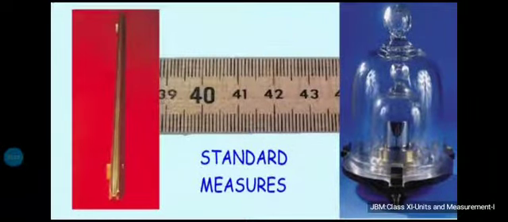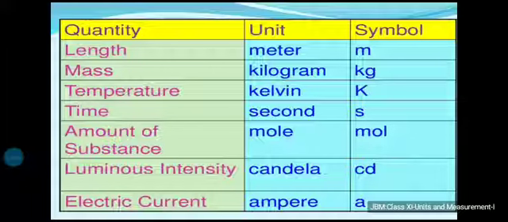Now the units for the fundamental or base quantities are called fundamental or base units. The units of all other physical quantities can be expressed as combinations of the base units. Talking about the fundamental or base units, we have the unit of length as meter, unit of mass as kilogram, unit of temperature as Kelvin, unit of time as second, for amount of substance the unit is mole, for luminous intensity the unit is candela, and the unit for electric current is ampere.